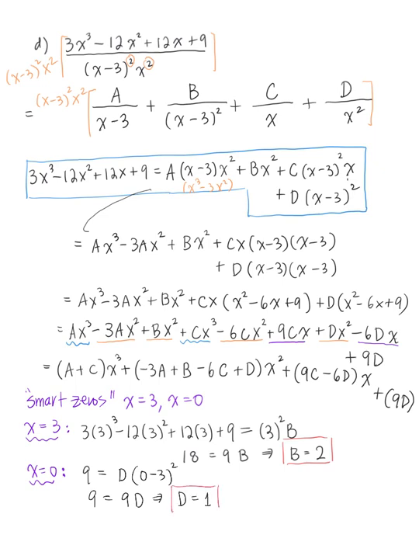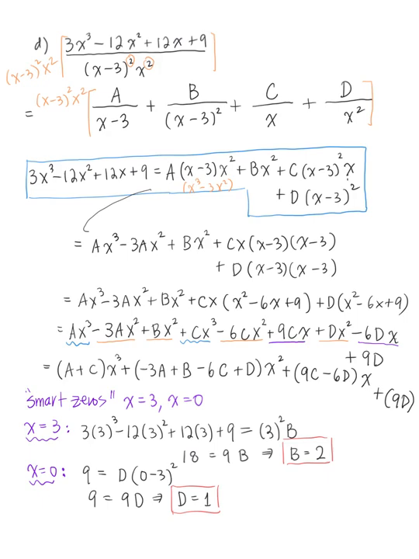So we got d and b by using the smart zeros, but we still need a and c. Okay, so now next what we need to do is equate the coefficient method. All right, so let me write down what we have so far. So remember what we did. I know it's such a long procedure.